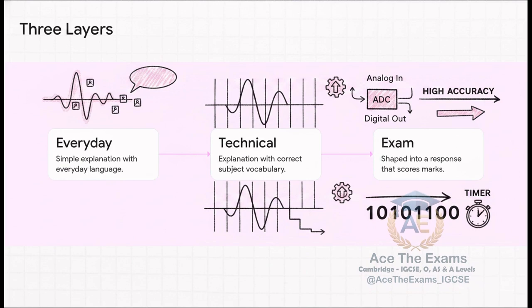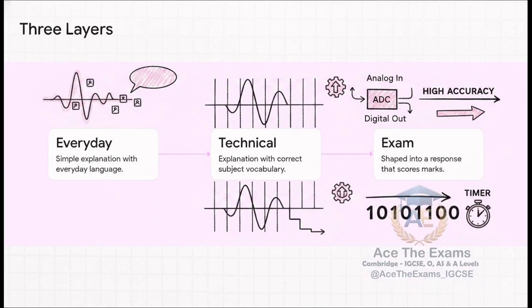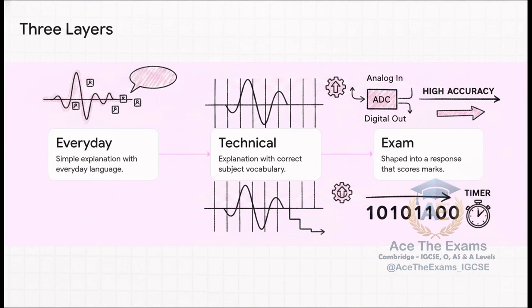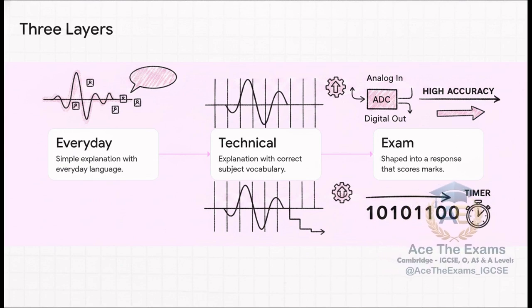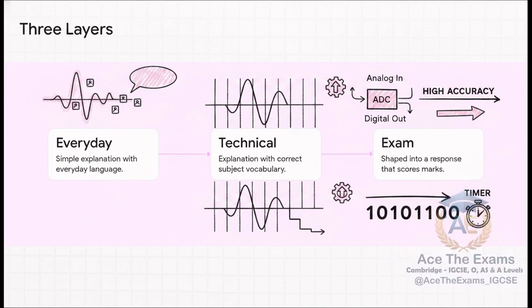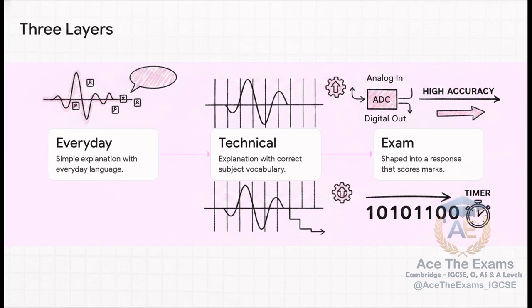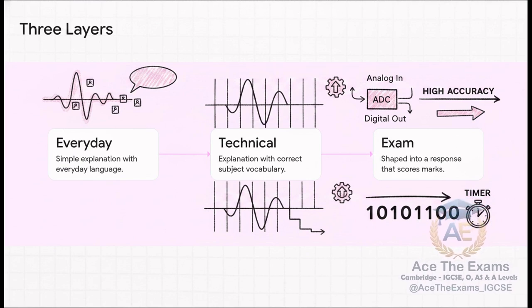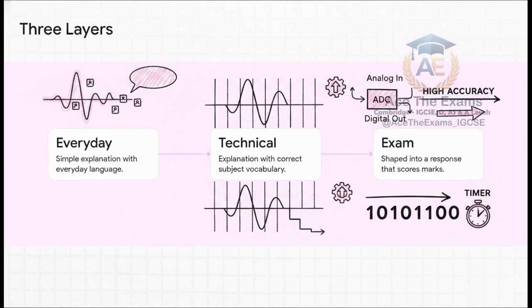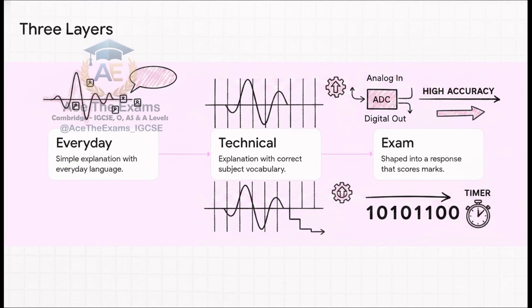This is where we shape the idea into a response that actually scores maximum marks under intense time pressure, often utilizing the Peel framework: point, evidence, explanation, link. A layer 3 answer looks like this. The continuous analog wave is converted to discrete digital values by an analog to digital converter, which samples the amplitude at a set rate. A higher sample resolution allocates more bits per sample, increasing accuracy but also proportionally increasing file size. Boom. That is exactly how you ascend from basic understanding to an A-star performance.